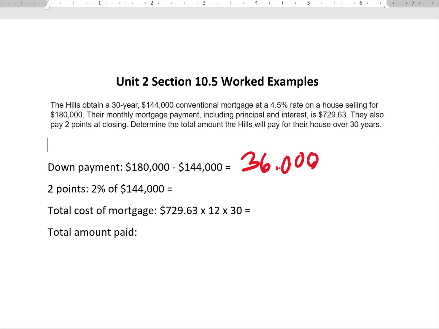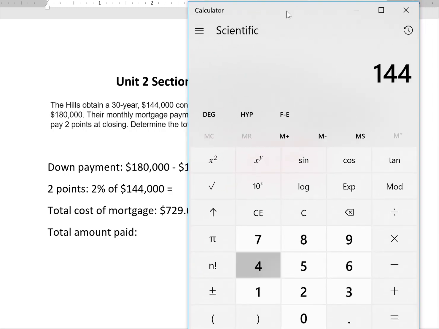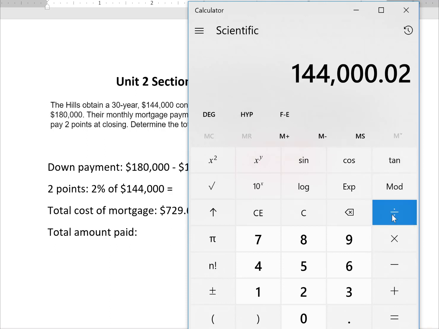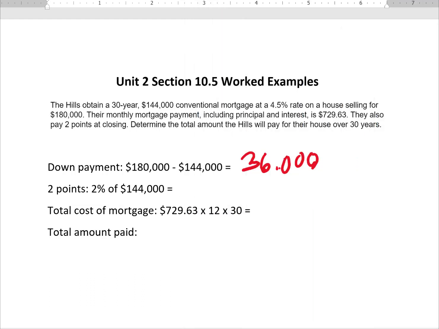The points is going to be 2% of the mortgage amount, which was $144,000. Going to multiply 144,000 times 0.02. So their points were $2,880.